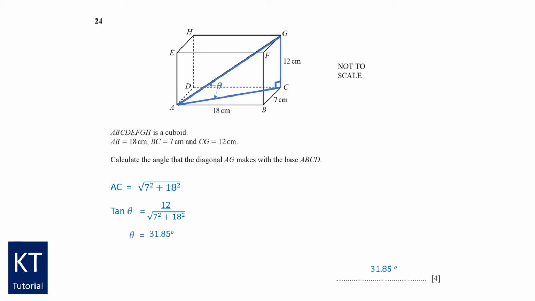The solution to this problem is best represented by the blue triangle in the cuboid. Here you start by identifying AC using the Pythagoras theorem against the components 7 cm and 18 cm respectively. You can then go on to identify theta, knowing that tangent theta is 12 over AC.